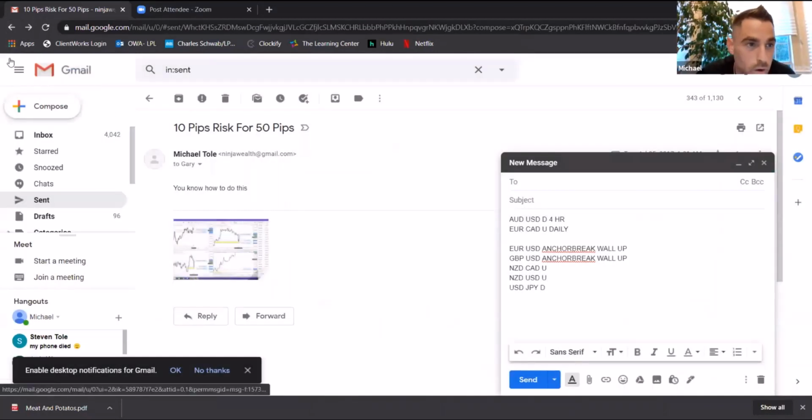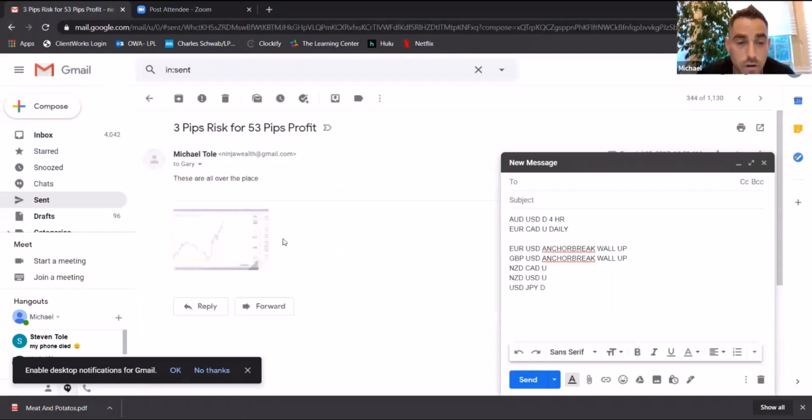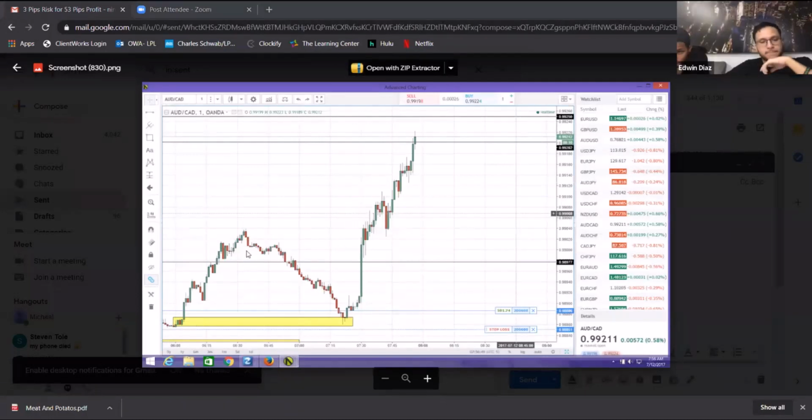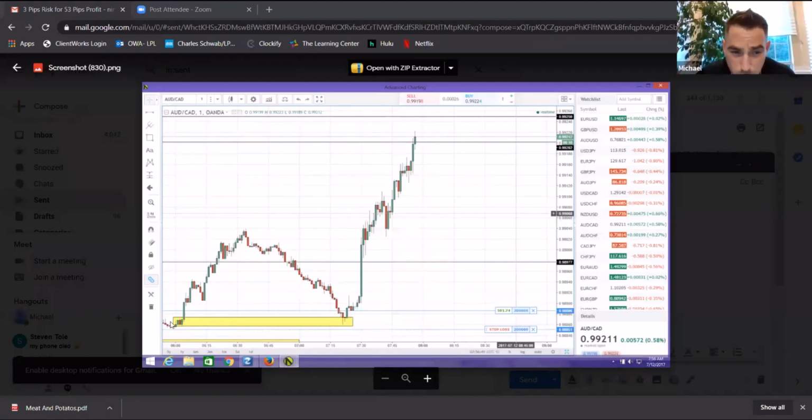We'll show you just one more to give you guys a little more of an idea. Here's another one I loved. This was a 3 pip risk. Can you guys see the new screen yet? Okay, so again, same thing here, a little three pip zone.